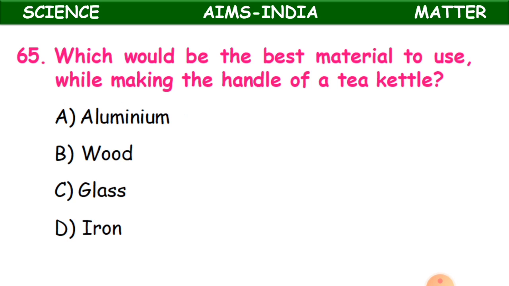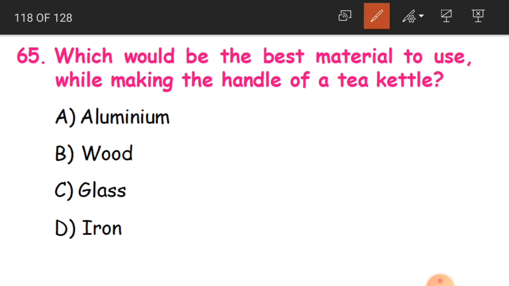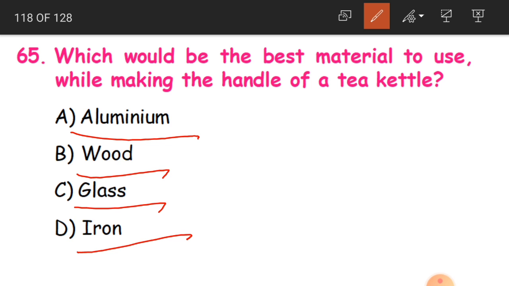65th one. Which would be the best material to use while making the handle of a tea kettle? If you hold the handle of a tea kettle, we should not get the heat. Okay. So which material will be the best to have this quality? Is it aluminum, wood, glass or iron? And the answer is wood.